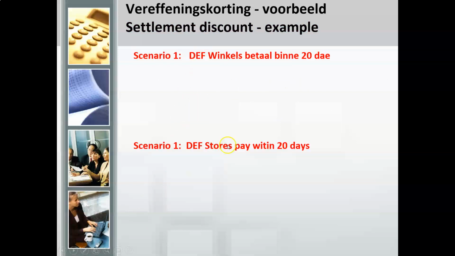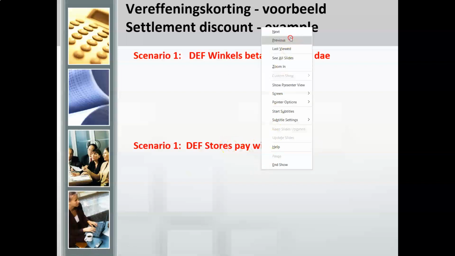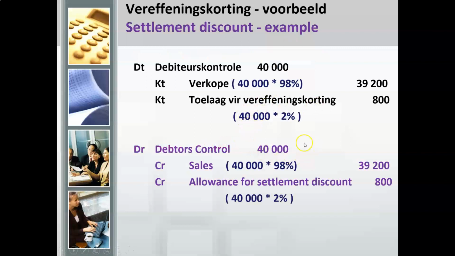Now, let's take scenario 1. Let's assume that EF Stores pays within the 20 days. So this was our first transaction. We expected that he was going to make use of the discount. Now he actually pays and he does make use of the discount. So he's not going to pay us the 40,000. He is going to pay us 40,000 times 98%.